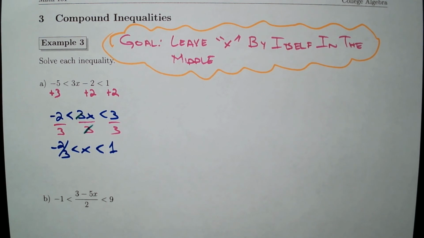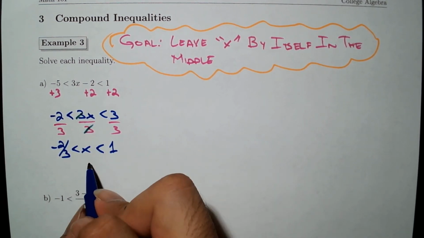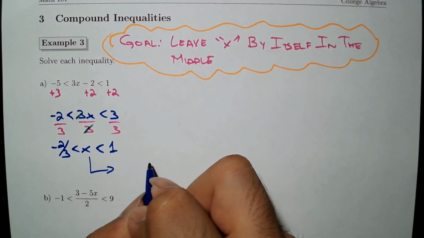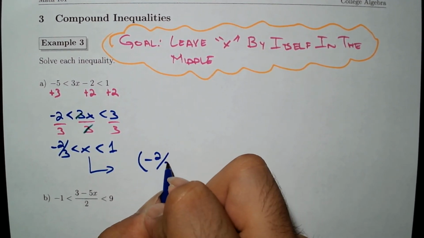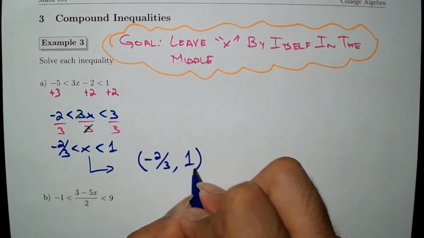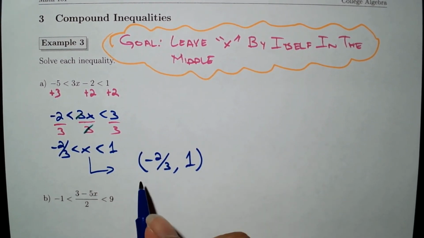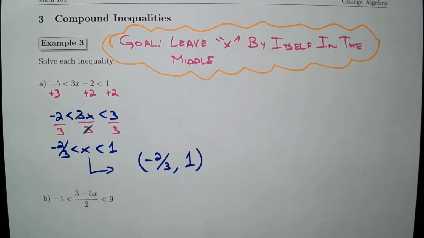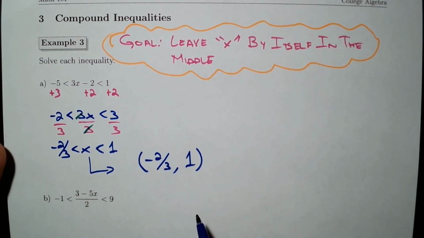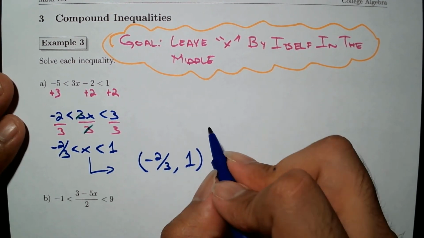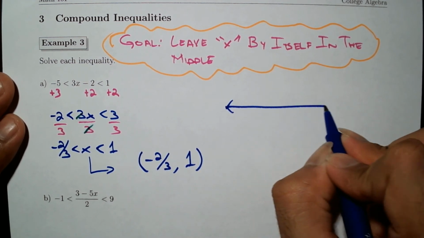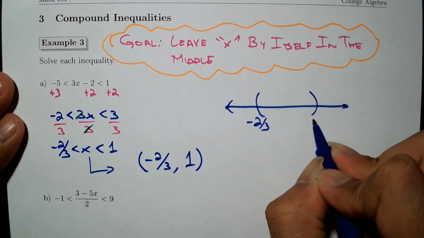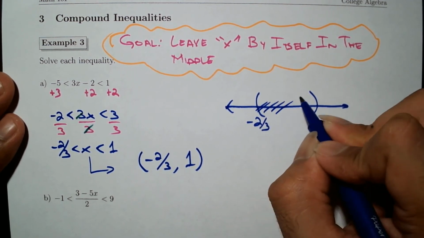So we are going to rewrite this using interval notation as well. So that's the inequality form. The interval form is negative 2/3, comma 1, as we did 2 pages ago. Okay? Either way, depending on what homework is going to ask you for. And if you want to draw the graph, you can do negative 2/3, 1, and shade everything in between.